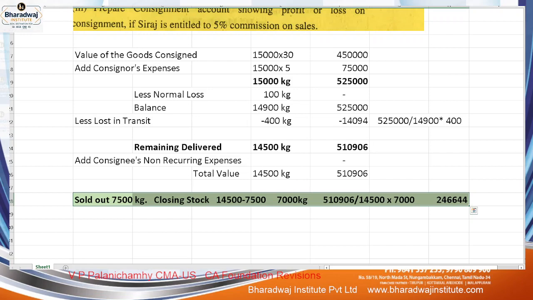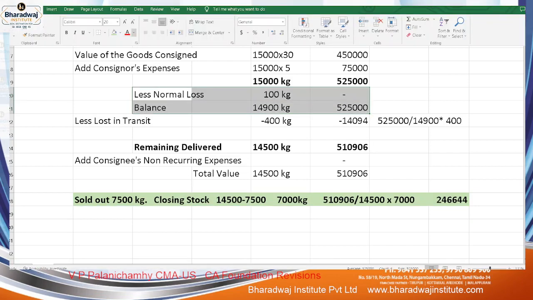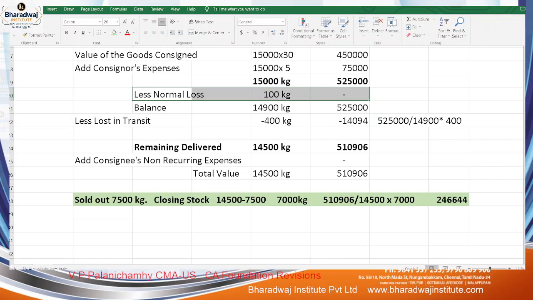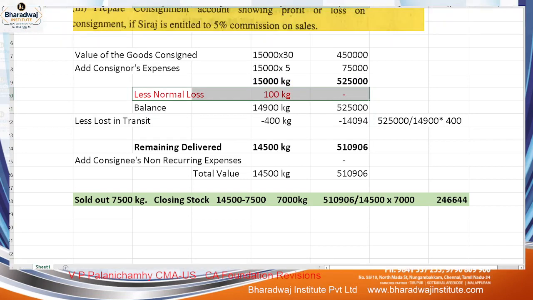So what is the extra thing we learned in this question? Normal loss will be eliminated only from which one? Quantity. Normal loss will be eliminated only from the quantity. There is no value for the normal loss because it is unavoidable. Abnormal loss, of course, will be valued.